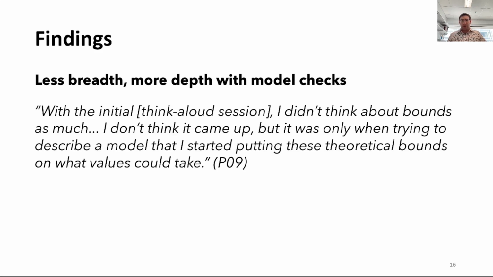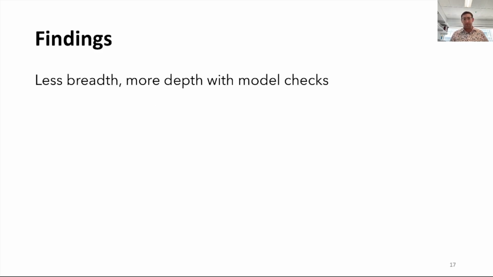With the initial Think Aloud session, I didn't think about bounds as much. I don't think it came up, but it was only when trying to describe a model that I started putting these theoretical bounds on what values could take. Many participants described a similar pivot to focusing more on things like variance, boundaries, and distributional forms.